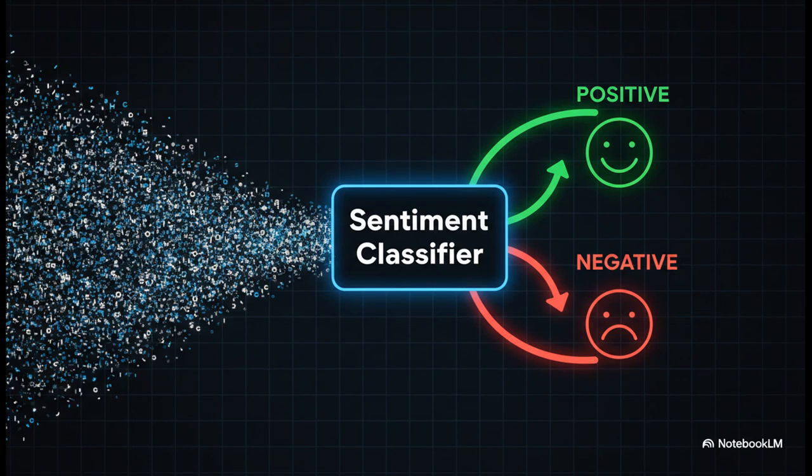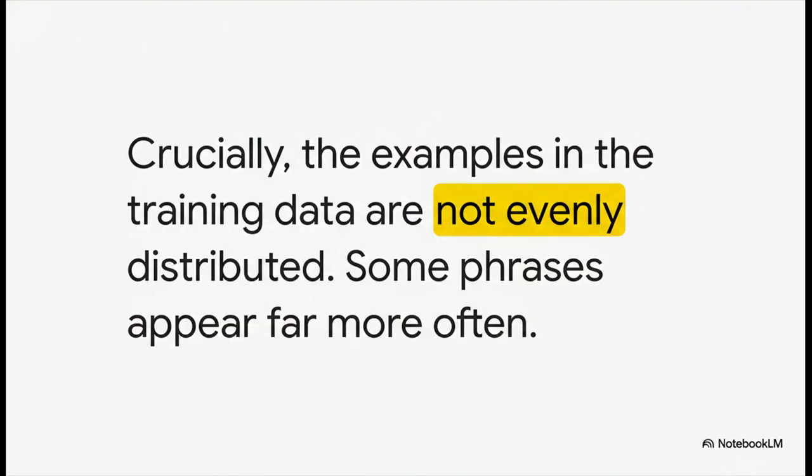So what we have here is a pretty standard sentiment classifier. Its job is super simple. Just label a piece of text as positive or negative. And it learned how to do this by looking at millions and millions of sentences scraped from the internet. Now here's a really critical detail, and you're going to see why this matters in a second. Those millions of examples it was trained on, they are not evenly distributed, not even close. Some phrases and ways of speaking show up way more often than others.